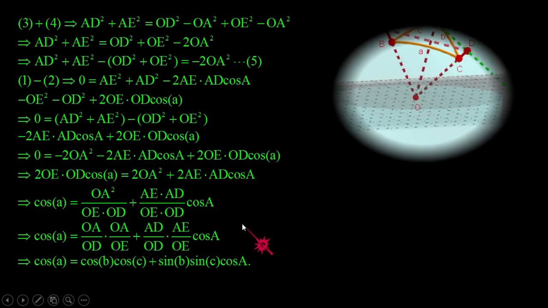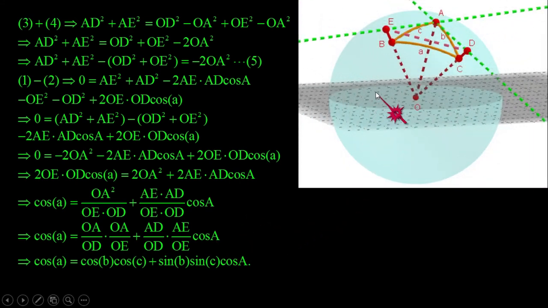From the figure you will find that OA by OD, OD is the hypotenuse and OA is the base. If you consider this angle, OA is the base, and base by hypotenuse means cos. The opposite side of this angle is B, so we can write cos B. Similarly, OA by OE we can write cos C.